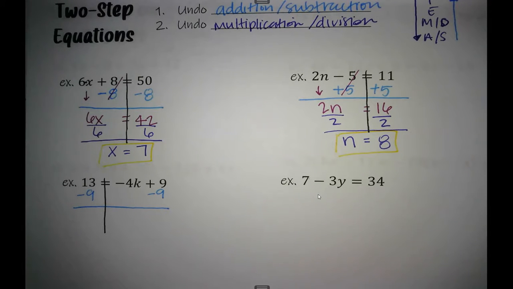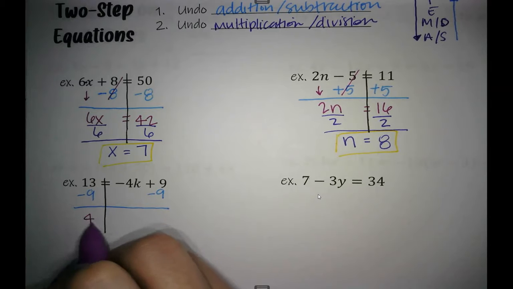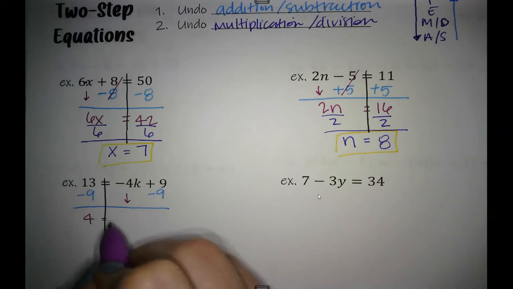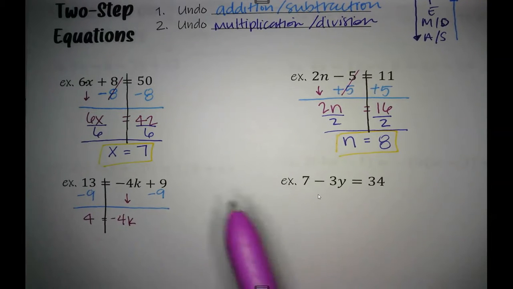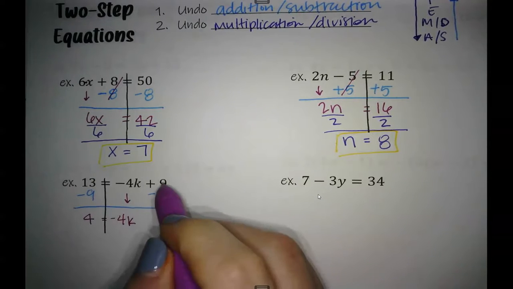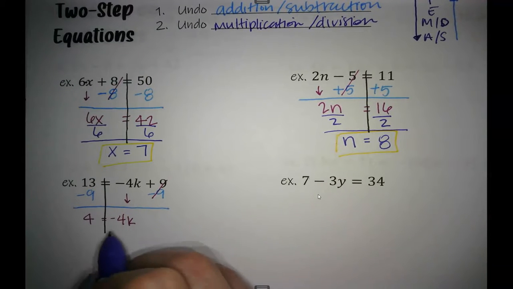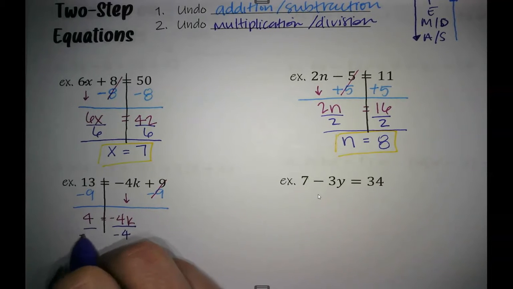So 13 minus 9, that gives me 4. We didn't do anything with that negative 4k, so we got negative 4k. Positive 9 minus 9 gets rid of that. All right, now we can handle this multiplication right here. So opposite of multiplication, I'm going to divide both sides by not just 4, but that negative 4 as well.